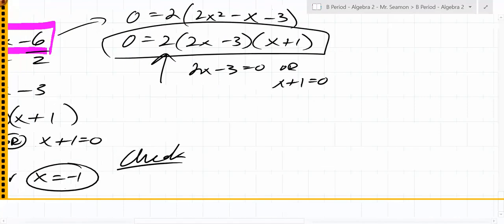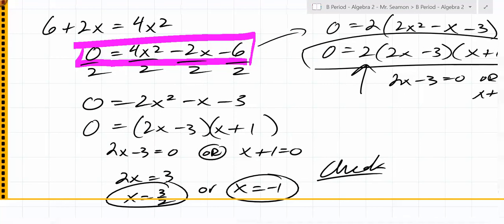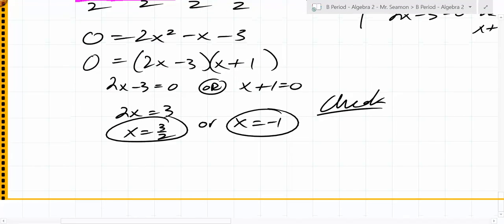So the point is, over here, you can divide by 2 because do you care about the steepness? No, you care about the zeros. It doesn't change the zeros.